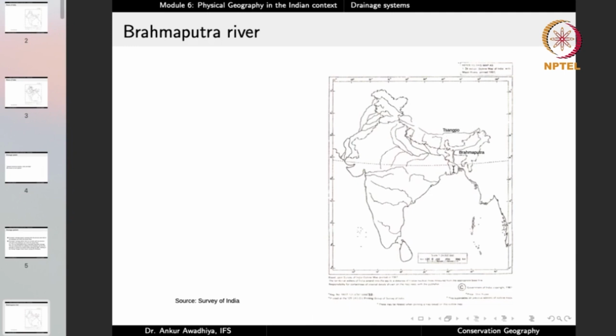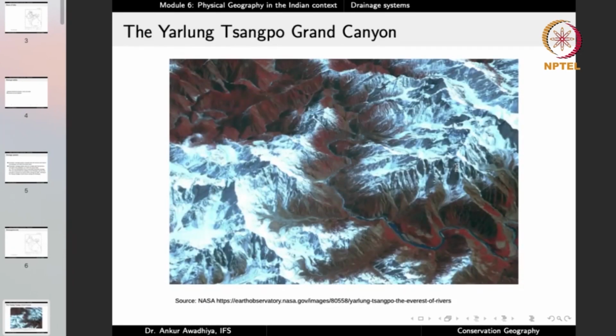So this is the Brahmaputra river, and here it moves from west to east in Tibet and China, and then it makes a sharp turn to the south, and then it changes direction and it starts to move from east to west, and then it flows south, and then it joins the Ganges and makes the Sundarbans Delta.